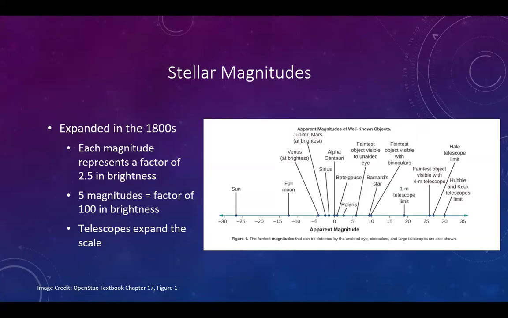So James Webb gets all the way out to here, 34. And so the brightest object in the sky is the sun at like -27. The full moon is at -12 or so. Venus is -4-ish. Jupiter and Mars are about -2.5. Sirius is like -1 or 1.5.